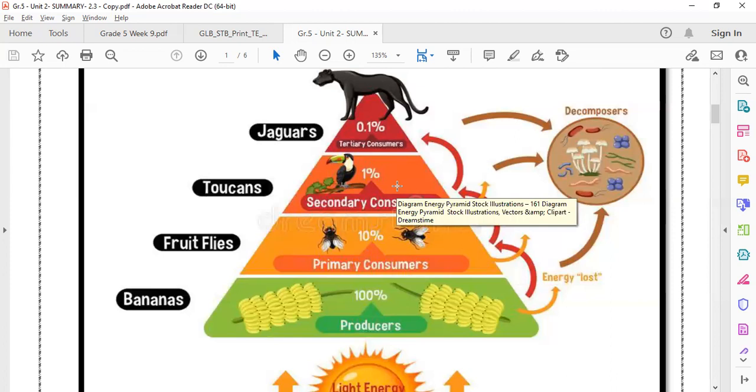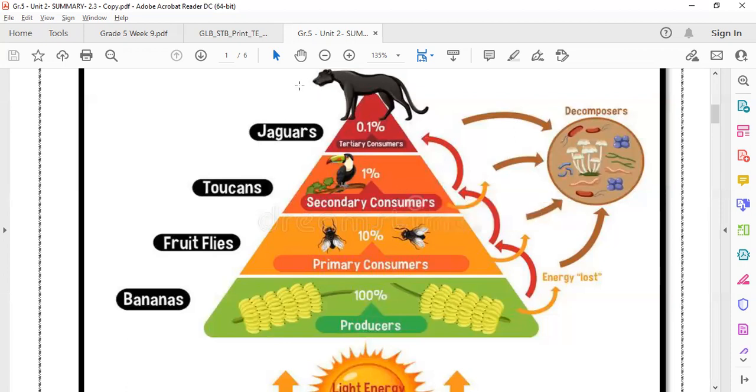So each level takes 10% of the previous amount of energy. So as we go higher in an energy pyramid, the energy becomes less and less.